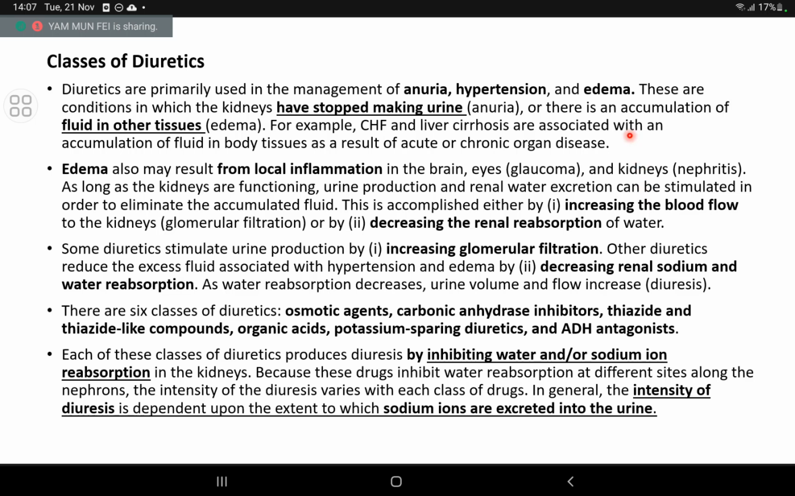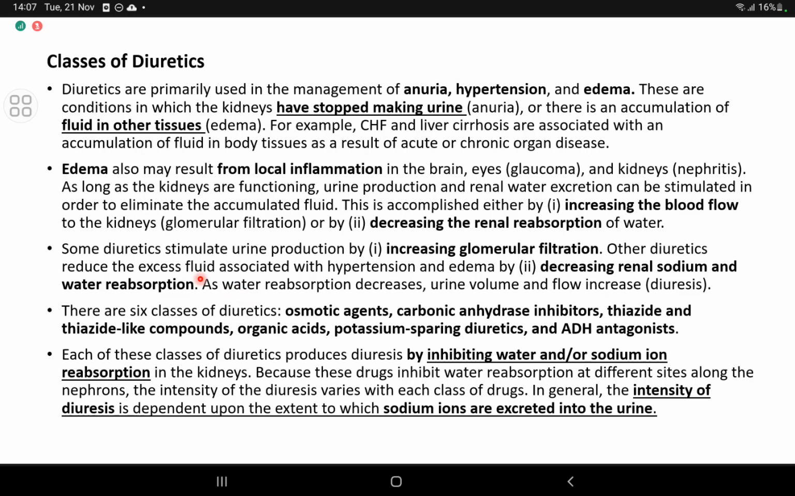Okay, and then hypertension. Sometimes for hypertension we also use diuretics directly. Quite clear when we are going to use them. Basically, there are a few symptoms that encourage us to use diuretics. One is anuria. Second one is hypertension. The third one is edema.